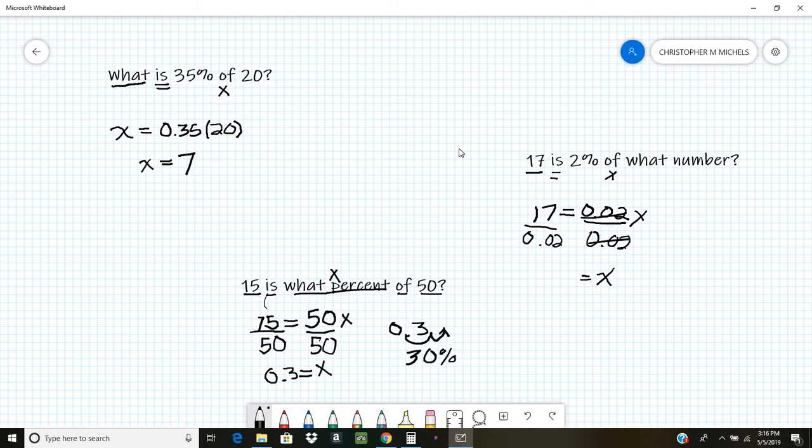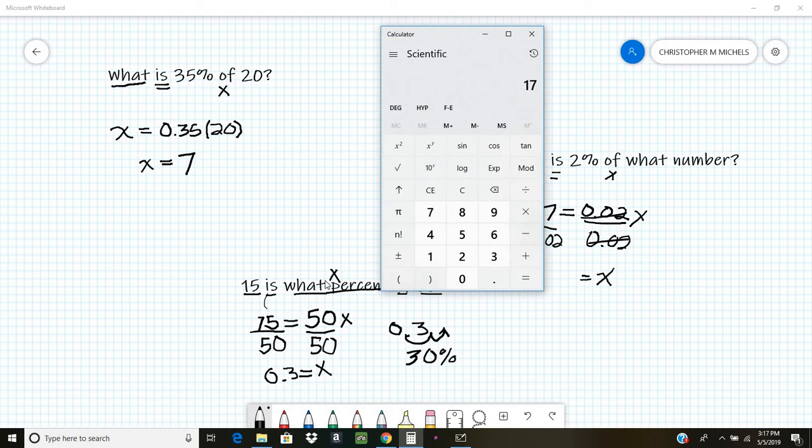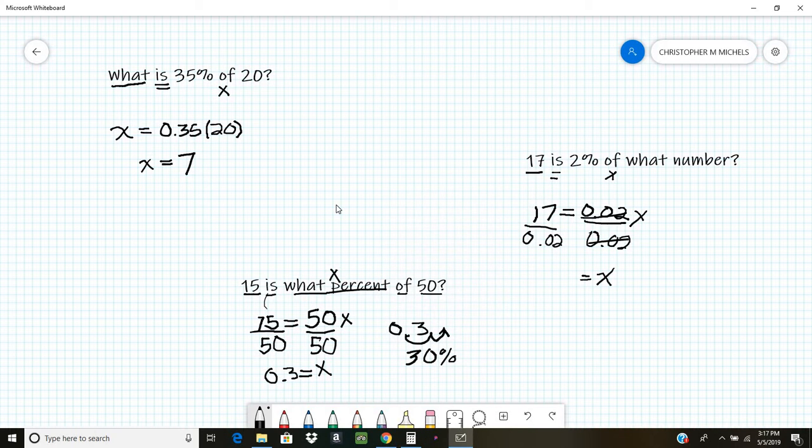Okay, so then we divide 0.02 into 17. That's going to give you a really, really big number because we're taking a really small amount and putting it into a big amount. So we do 17 divided by 0.02, and we get 850. Okay, so then let's write that in here. 850.